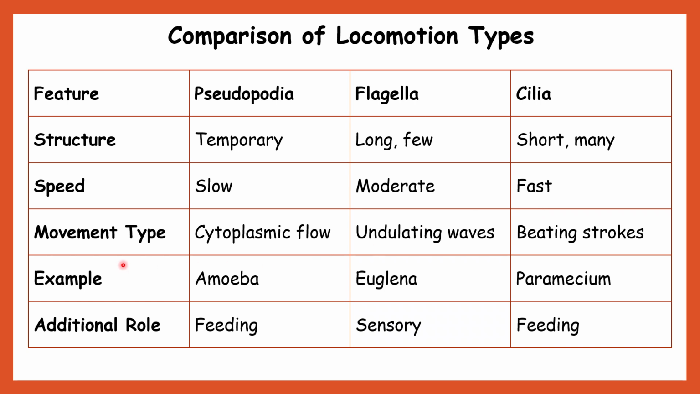As for the type of movement, with pseudopodia we talk about cytoplasmic flow, where solation and gelation happen. With flagella, we have talked about the formation of undulating waves. Cilia move with the help of beating, one after another. The examples are amoeba, the well-known one, for pseudopodia, Euglena for flagella, and Paramecium for cilia.